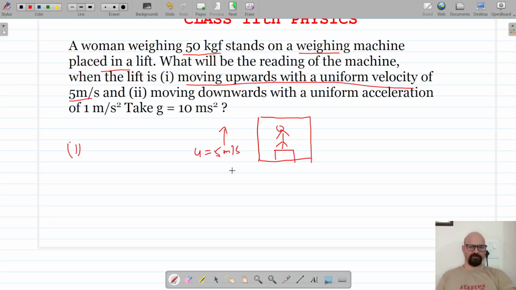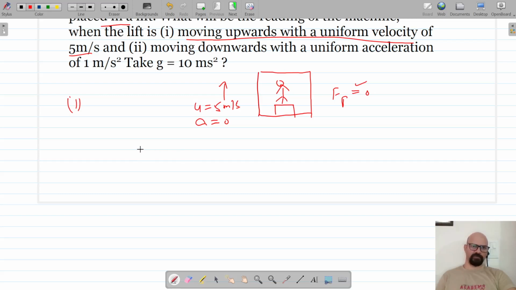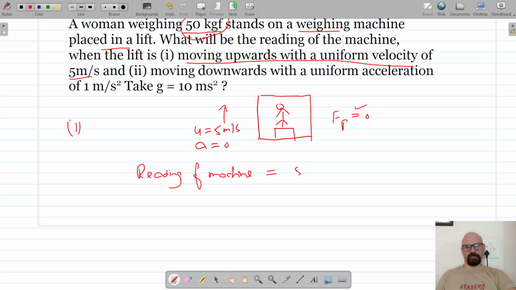In the first case, it's moving upwards with a uniform velocity of 5 meter per second. Because the velocity is uniform, the acceleration is zero. Because the acceleration is zero, there is no pseudo force acting in this case. So the reading of the machine will be the weight of the woman. So in the first case, the reading of the machine would be the weight of the woman, which is 50 kgf.